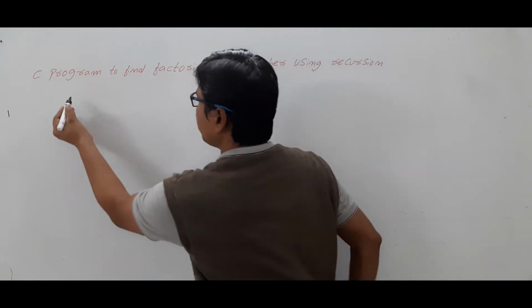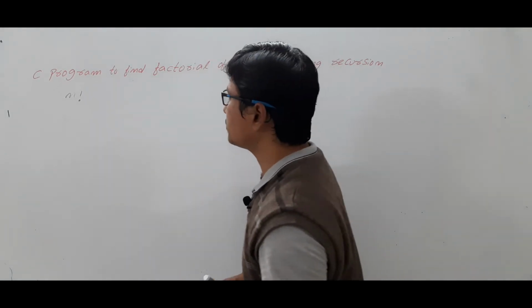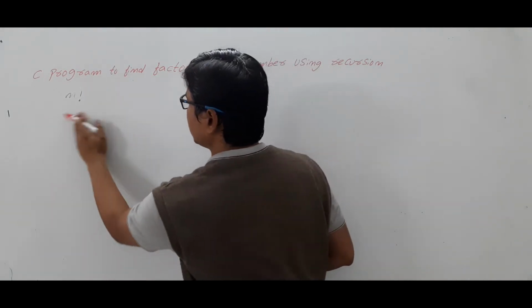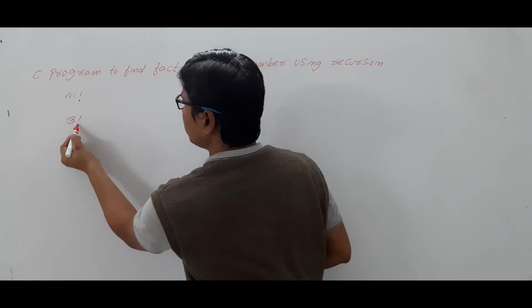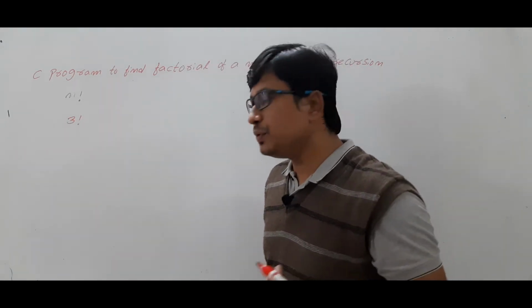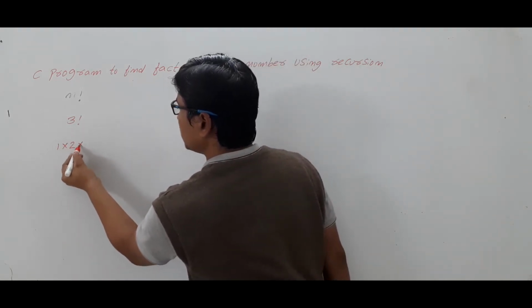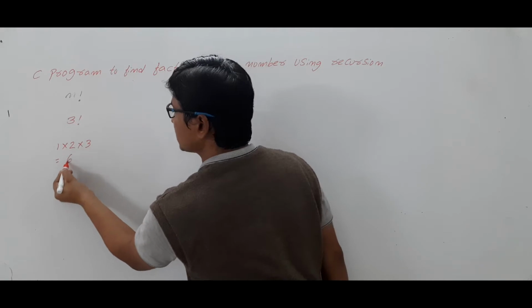Now a factorial of a number will be represented like this, n factorial. I hope it is visible for you, or let me write it. Suppose if you want to compute 3 factorial, you will represent it like this. Now how to compute it? 3 factorial will be computed as 1 into 2 into 3, which is equal to 6.